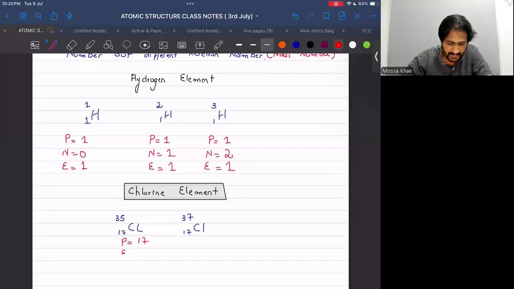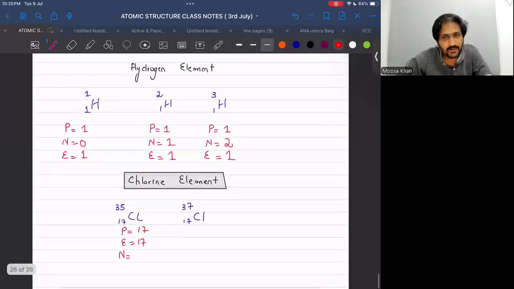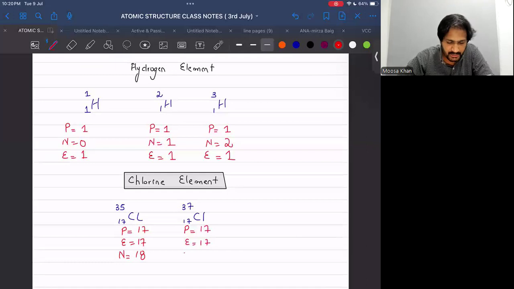If you find the number of protons in first chlorine atom it is 17, number of electrons are also 17, but number of neutrons are 35 minus 17 would give you how much? It would give you 18, right? But the other chlorine atom again it has 17 protons, electrons भी 17 हैं, लेकिन neutrons कितने आ रहे हैं इसके, 20। समझ आई यहां तक बात?